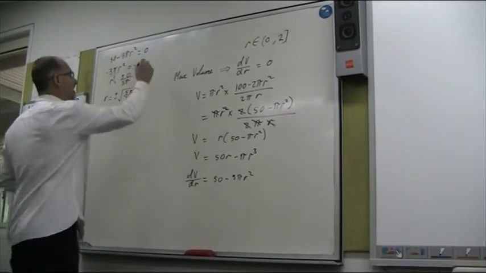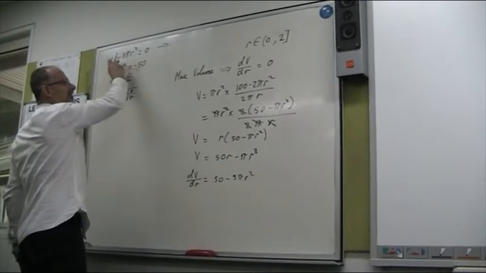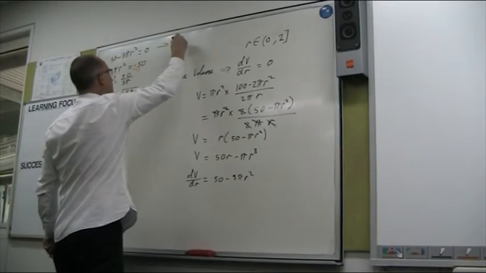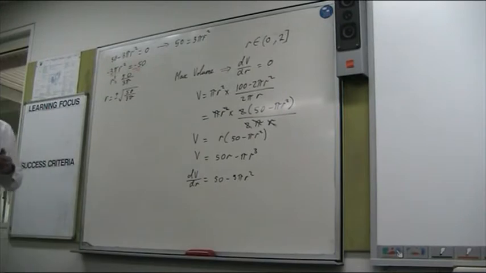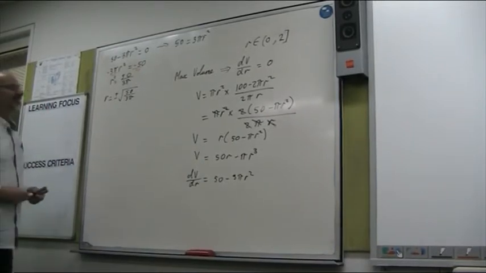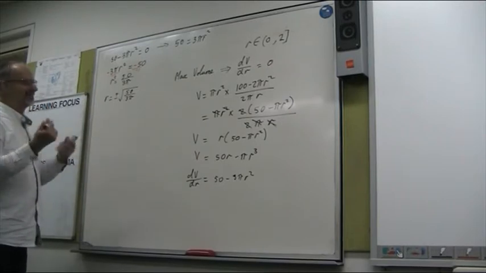If I had said, all right, instead of taking 50, I'm going to add that, I would have got 50 equals 3 pi r squared, which is the same but flipped. It would have been the same exercise, so you're going to, in the end, get the same result.